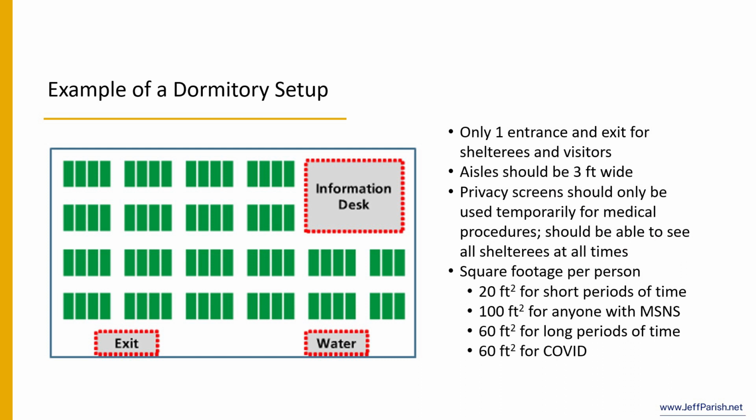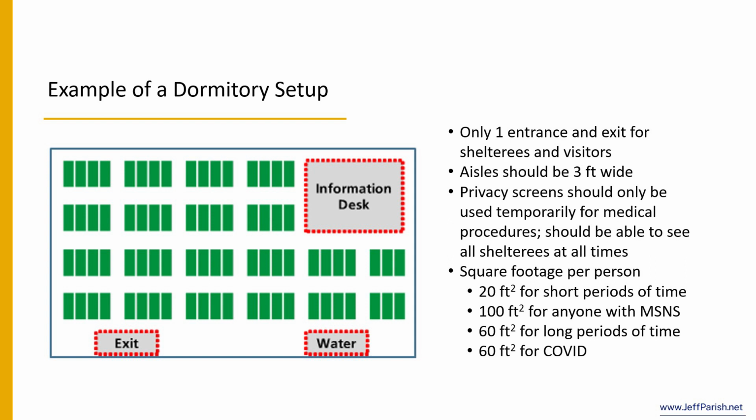This slide shows you an example of a typical dormitory setup. It's important to know that we want only one entrance and exit for shelterees and visitors. We want to make sure that that is a secure location so that unwanted guests are not able to enter from other places. Aisles between cots should always be 3 feet wide to accommodate wheelchairs.